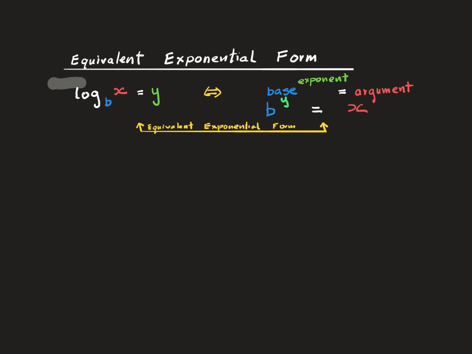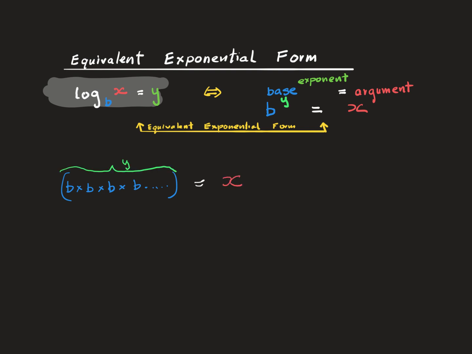The real meaning of this particular form is how many times can I multiply b to get a value of x. Simply written, we just write b to the power or the exponent of y is equal to x.